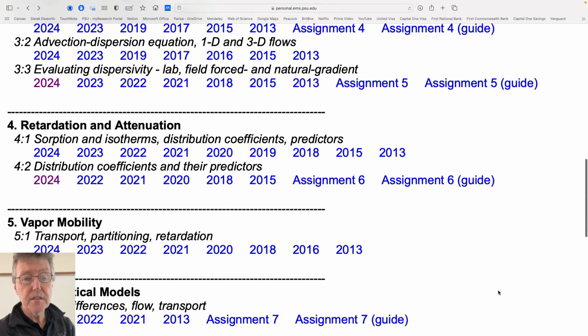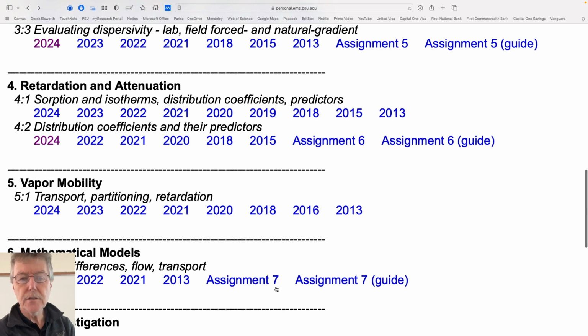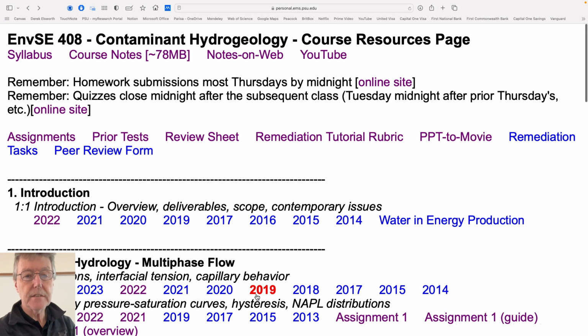They're largely done by the time we get to spring break. I guess 6 out of 8 are done by the time we get to spring break. And I think actually, no, assignment 7 you probably have due after spring break, some time after that. So that's that.